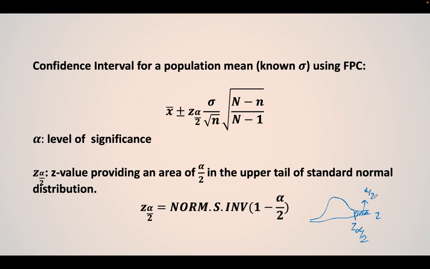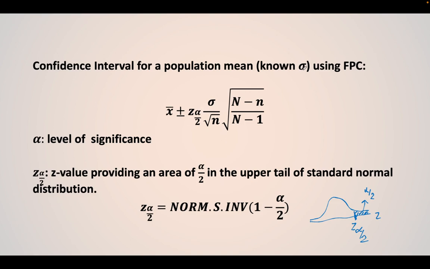divided by 2. But to find z alpha divided by 2, this z value, I need an inverse function, NORM.S.INV, the standard normal inverse function. But this function just accepts the area on the left side of the point. The point is z alpha divided by 2. How much is the area on the left side of z alpha divided by 2? 1 minus the area on the right side, because total area under the curve is 1. Okay, so we can find z alpha divided by 2 by this formula.